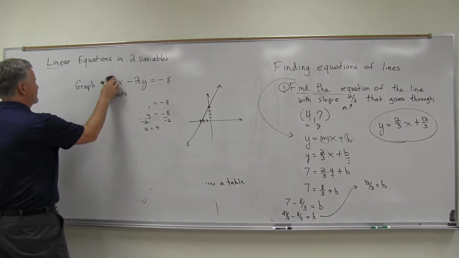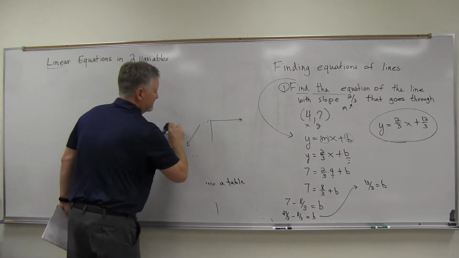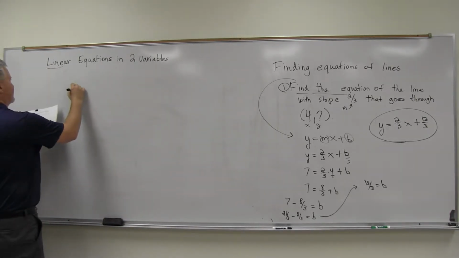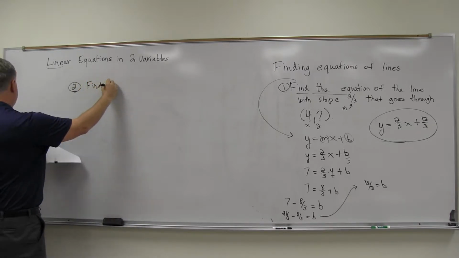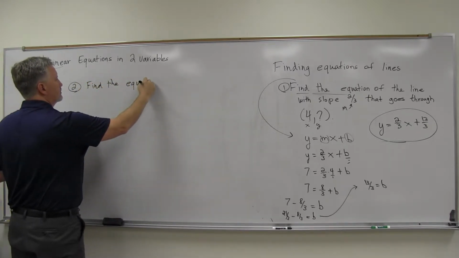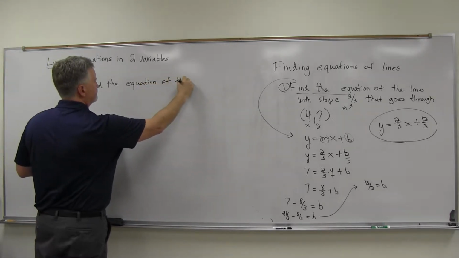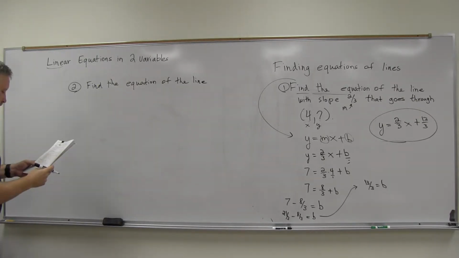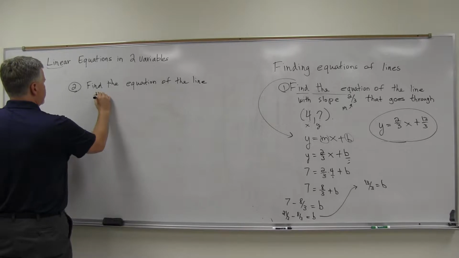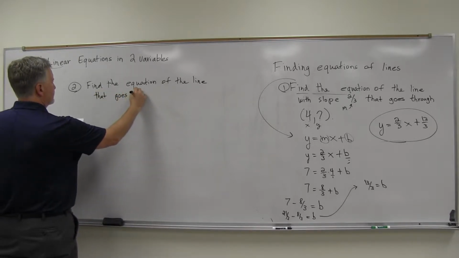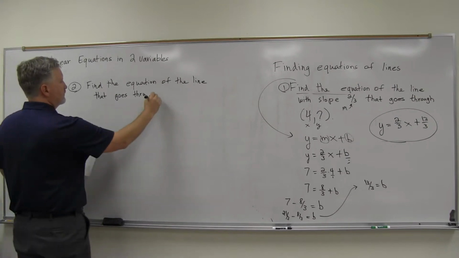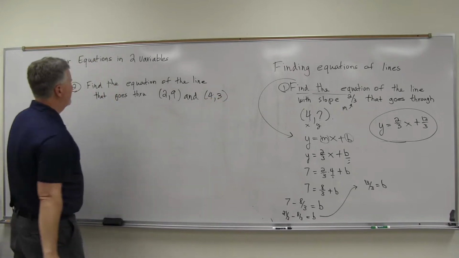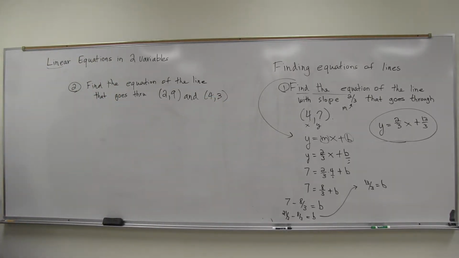All right, of course, they won't always provide us exactly that information. So what about this? Let's find the equation of the line that goes through 2 points, (2, 9) and (4, 3). Find the equation of the line that goes through (2, 9) and (4, 3).